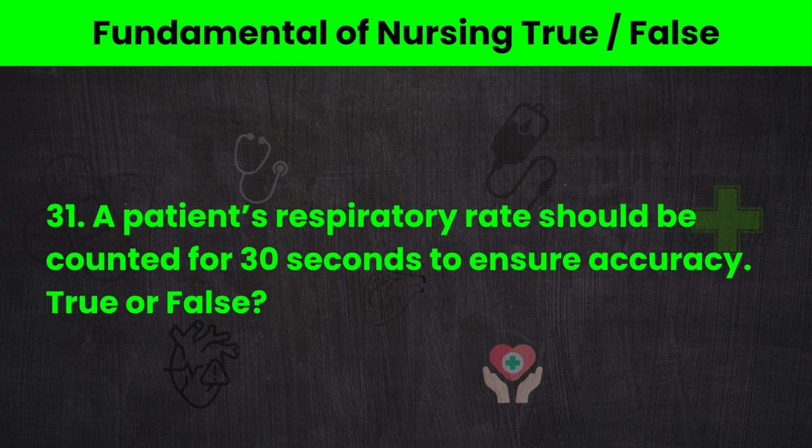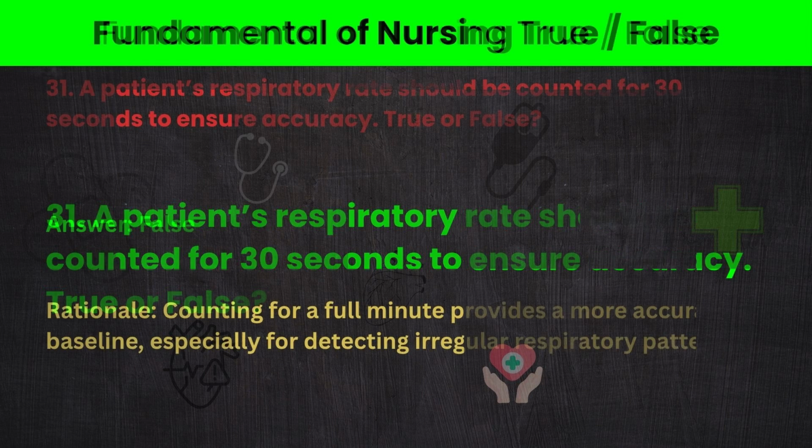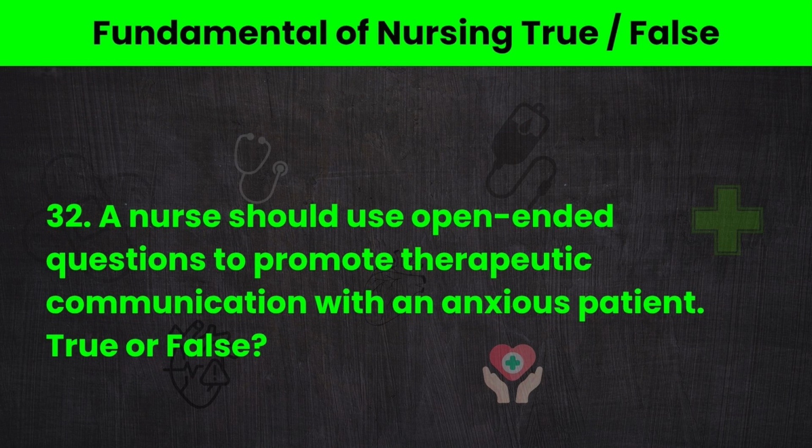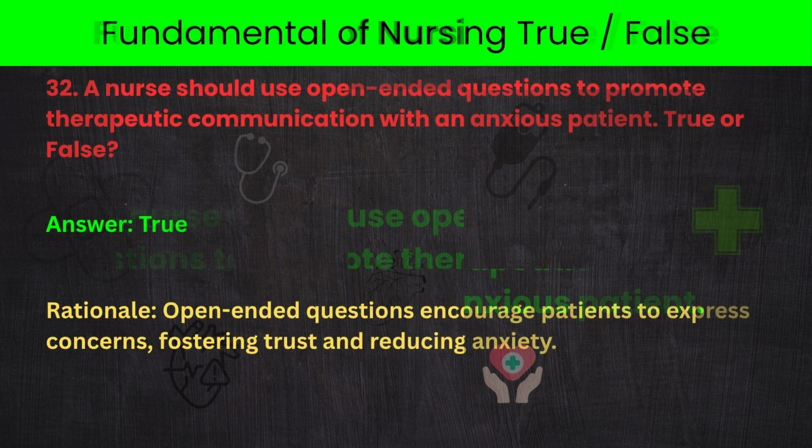31. A patient's respiratory rate should be counted for 30 seconds to ensure accuracy. True or false? Answer: false. Rationale: counting for a full minute provides a more accurate baseline, especially for detecting irregular respiratory patterns. 32. A nurse should use open-ended questions to promote therapeutic communication with an anxious patient. True or false? Answer: true. Rationale: open-ended questions encourage patients to express concerns, fostering trust and reducing anxiety.